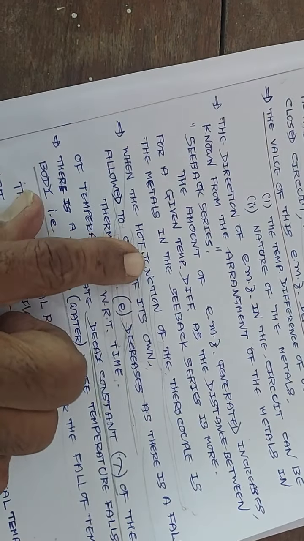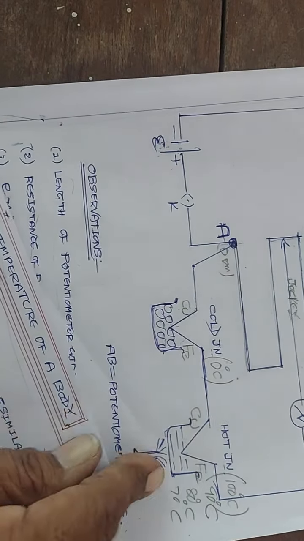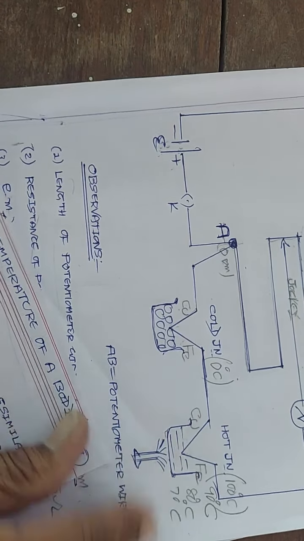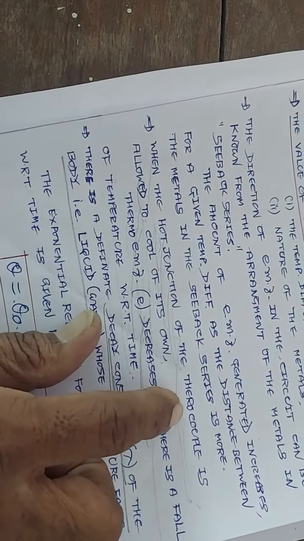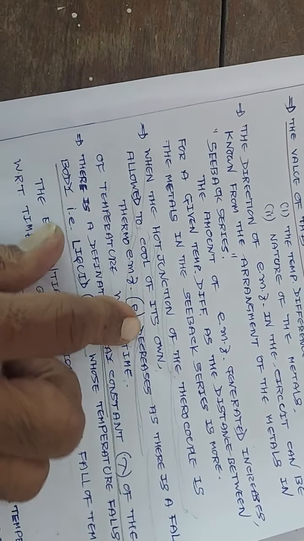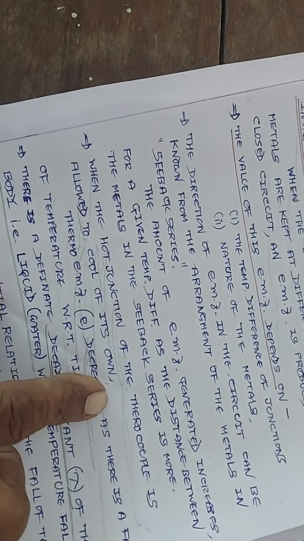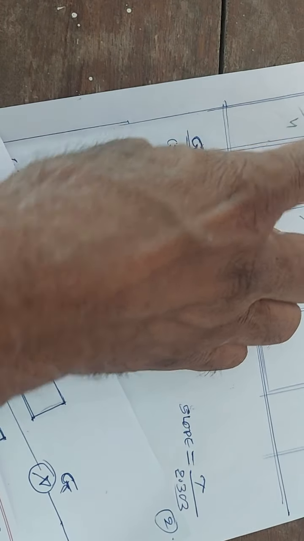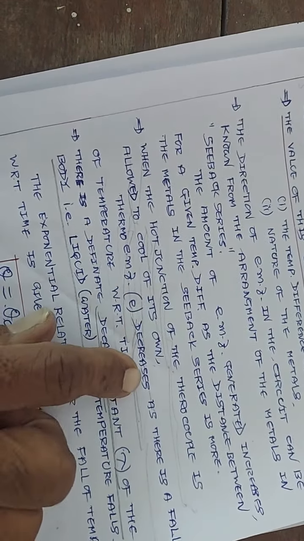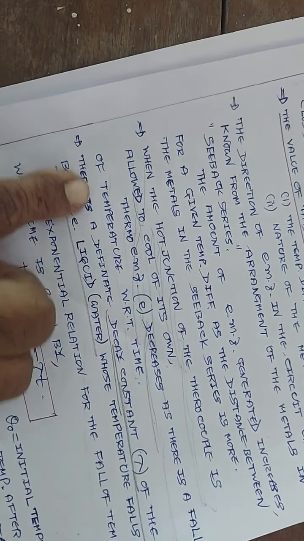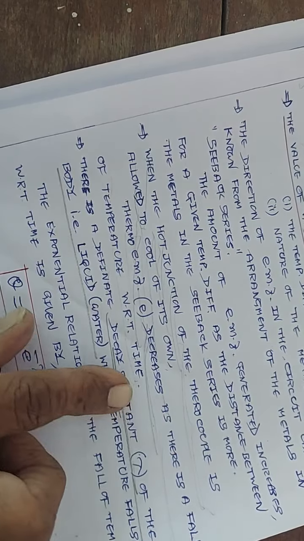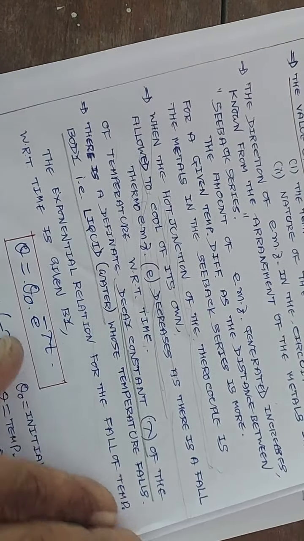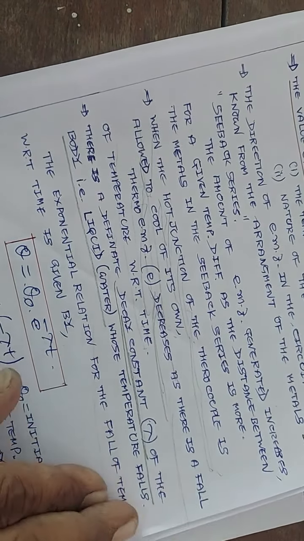So when the hot junction, the burner, is removed, and the hot junction of the thermocouple is allowed to cool down by itself, its temperature decreases from 100 degree to 90 degree, 90 to 80, 80 to 70. The thermo EMF also decreases as there is a fall of temperature with respect to time. There is a definite decay constant of the water body whose temperature falls.